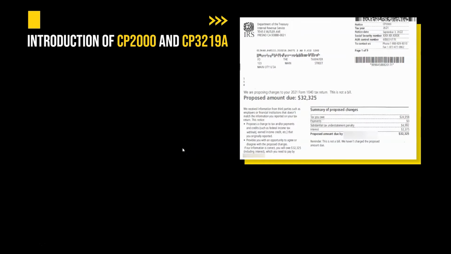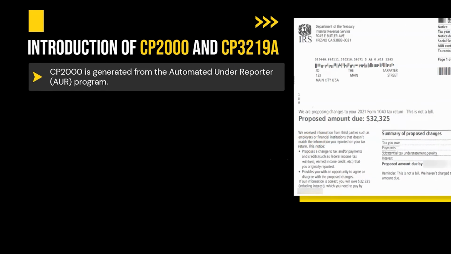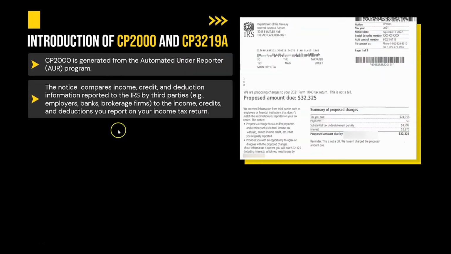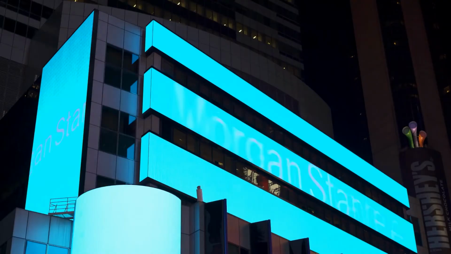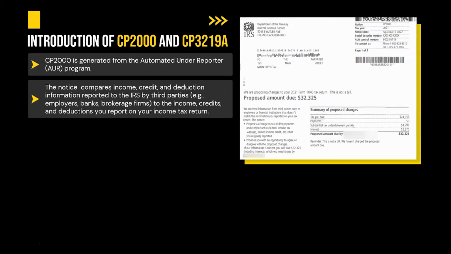Alright, so we're going to look at a brief introduction of what CP2000 is and what causes it. Now, a CP2000 is generated from the IRS Automated Underreporter System. It is sometimes called the AUR program. The notice compares income, credit, and deduction information that the IRS has received from third parties. So it could be employers, banks, or brokerage firms. So the IRS receives all this information from these third parties, and then it compares it against the income, the credit, and the deduction that you as a taxpayer reported on your tax return.